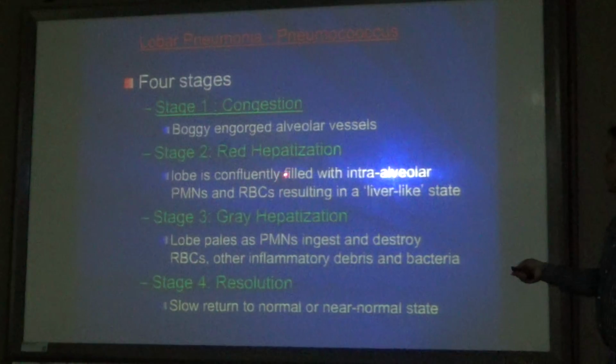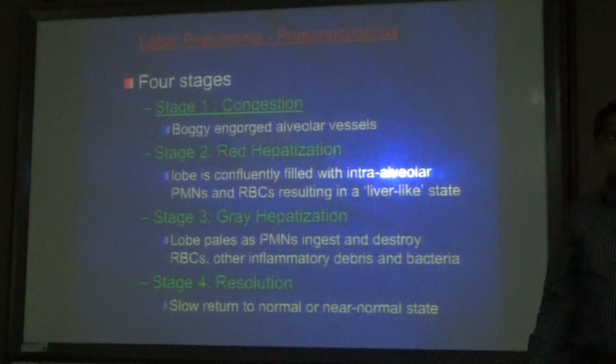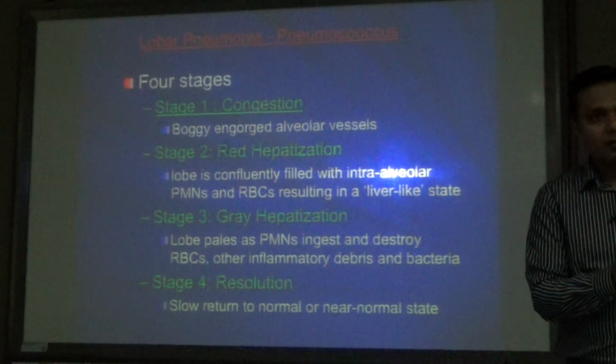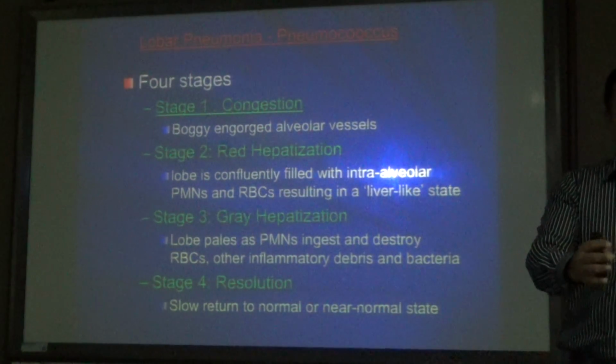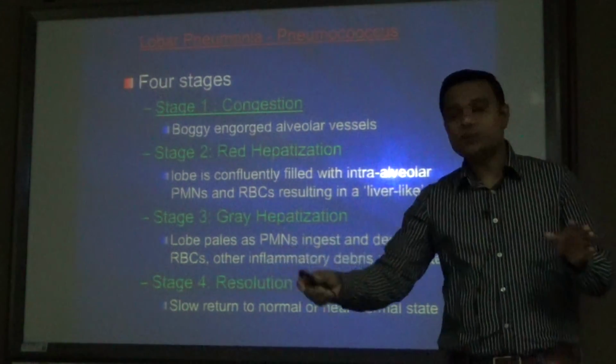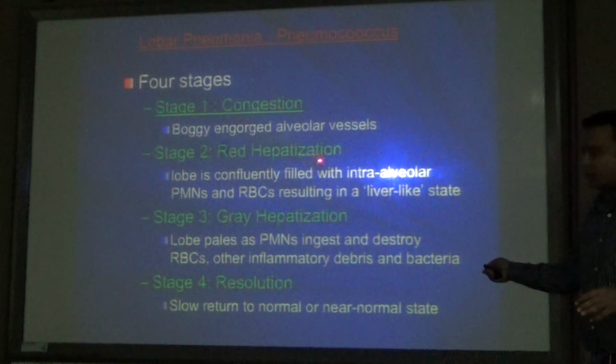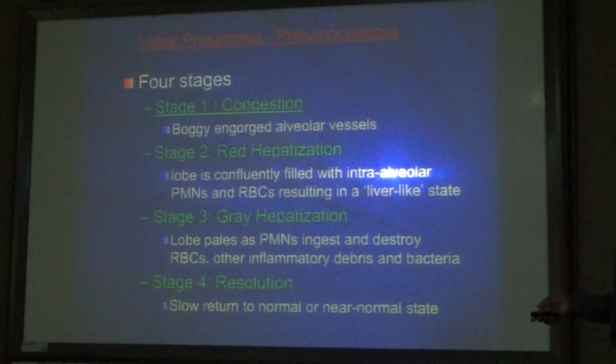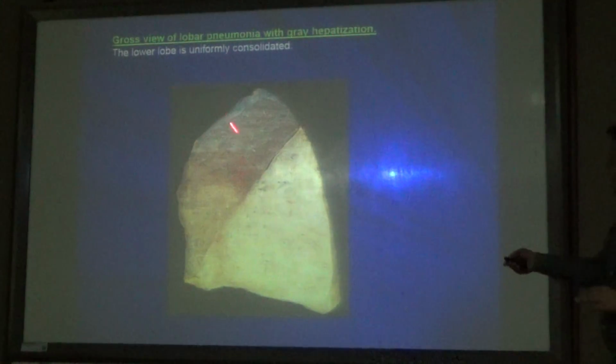In red hepatization, the lobe is confluently filled with intraalveolar neutrophils and RBCs, resulting in a liver-like state, because the liver is dark red in color. Because of the RBCs, the lung resembles a liver. That's why you call it red hepatization. Then grey hepatization has neutrophils, RBCs and other inflammatory cells. There will be destruction, so that's why it is called grey, grey in color.